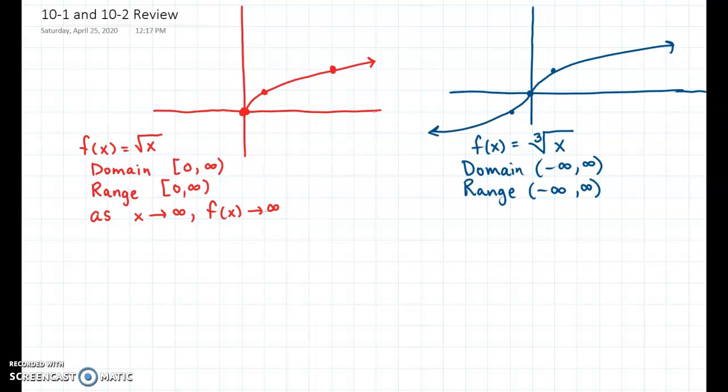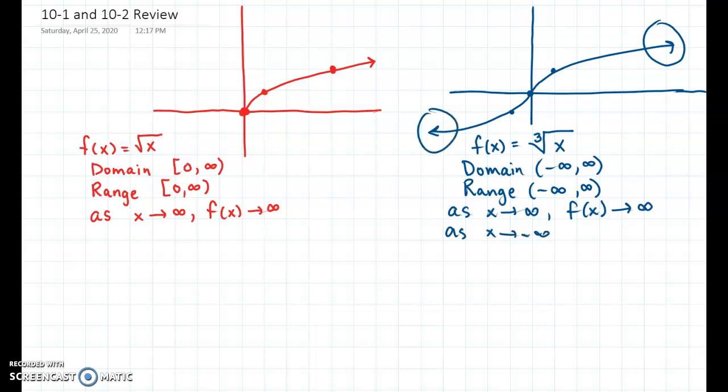It has two ends, so if I look at the end behavior to the right, as x goes to infinity, this function also goes slowly, but up to infinity as well. And as x goes to negative infinity, so if I look at this end, that arrow is pointing down, so that function goes to negative infinity.